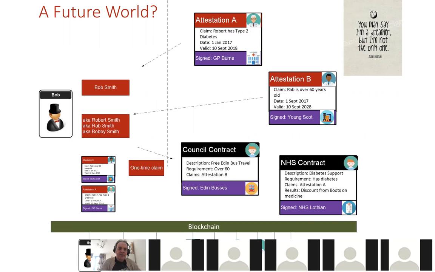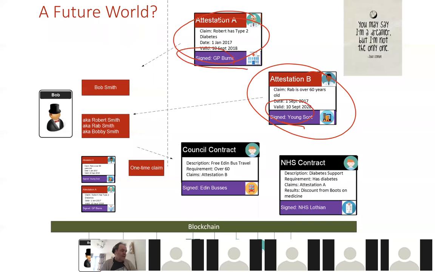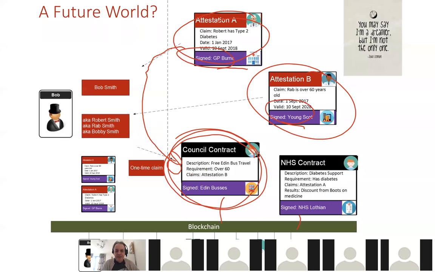And so you can envisage a future world in which Bob, in this case, has an attestation that's signed by his GP to say he has diabetes. It also has an attestation that he's over 60 years old, signed by a trusted entity. So we can have a place where we keep public keys for each of these entities, such as the GP and for young Scott, and then they sign these things. These can then be used to run smart contracts off the blockchain. So in this case, he gets free bus travel for this contract here.